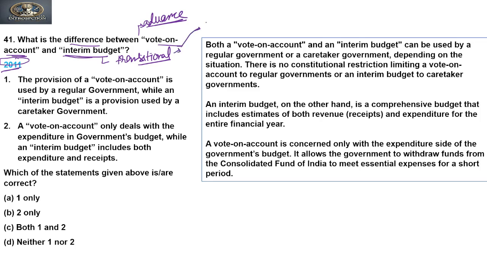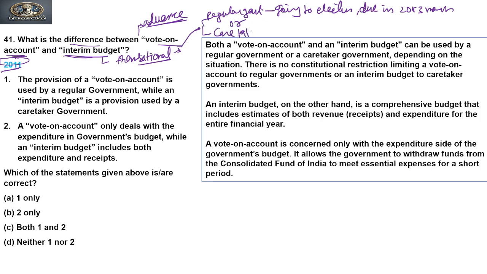Because it is either presented by the regular government going to election, which is due in a month, in 2 or 3 months, or it is presented by the caretaker government. So that's why it is known as a transitional budget.